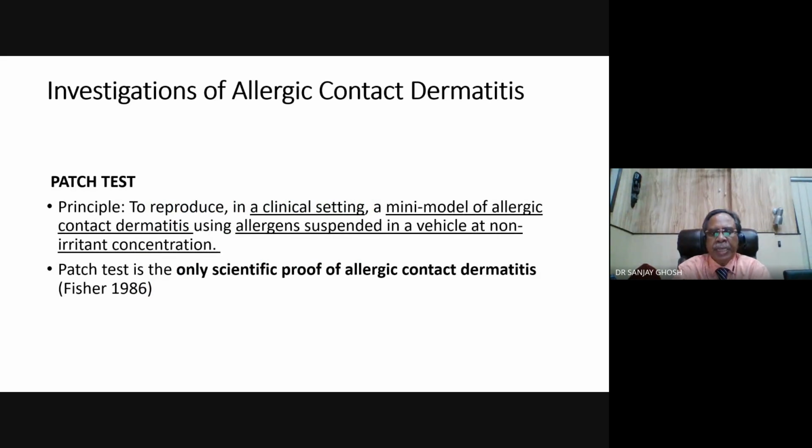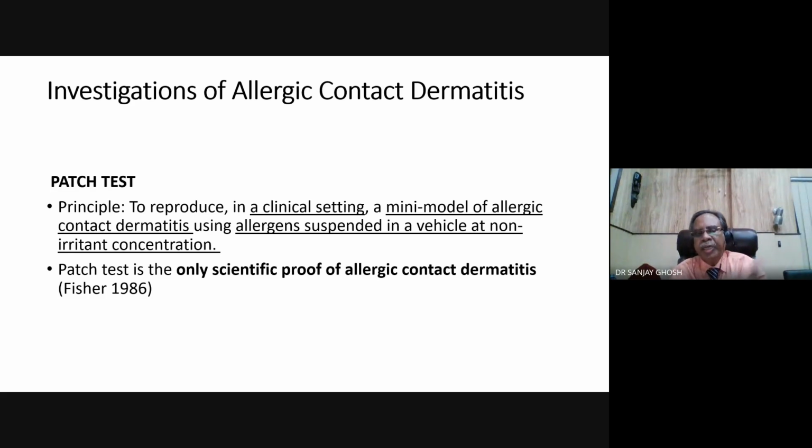So now about patch test. What is a patch test? You all have some impression about patch test. In a clinical setting, we produce a mini model of an allergy by using an allergen suspended in a vehicle at a non-irritant concentration.